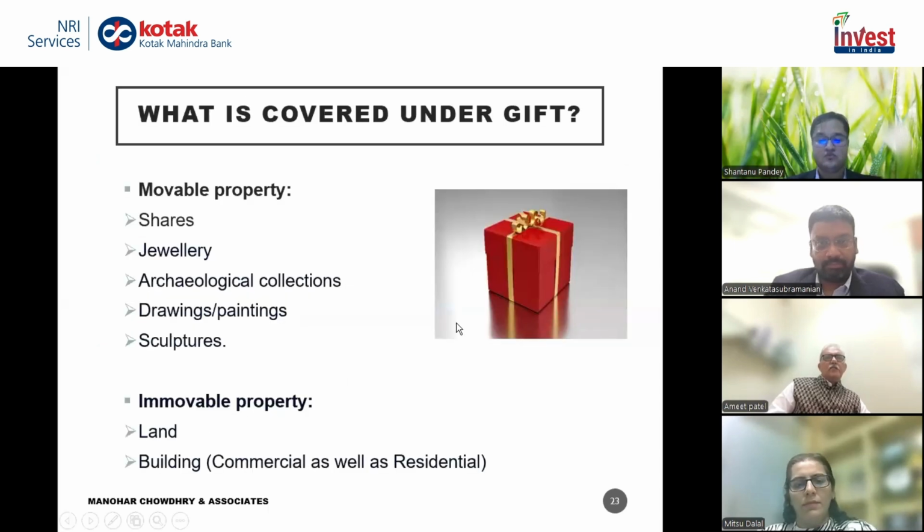Next slide. So what I mentioned in the earlier slide, the specified movable property. So what is specified? Shares, jewelry, archaeological collection, drawings, paintings, sculptures, etc. If you get a gift of any of these, it would be treated as a gift without consideration and would be taxable. I'll come to the tax part, but basically what is covered under gift would be this. In respect of immovable property, it would be land or a building, whether commercial or residential.